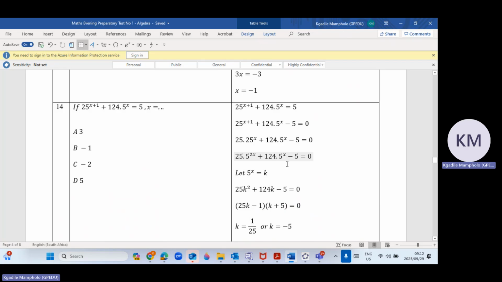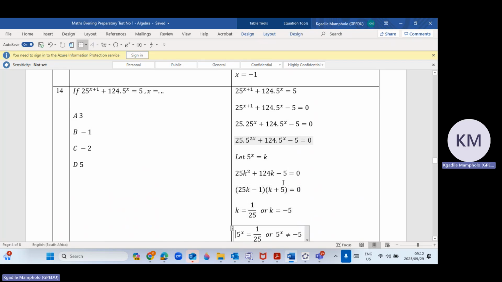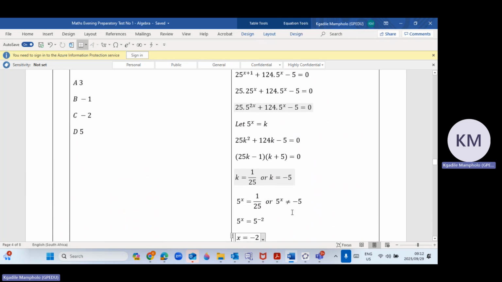Then you factorize using the quadratic formula as I showed in the previous questions. Then you have k equals 1 over 25, or k equals -25, -5. Now, you are not solving for k, you are solving for x. Then you return 5 to the power x, you substitute it where there's k. But remember, when you solve exponential equations, the equation can only be valid if the bases have same signs. Here the signs are not the same, then you reject it. There's no solution in this one.